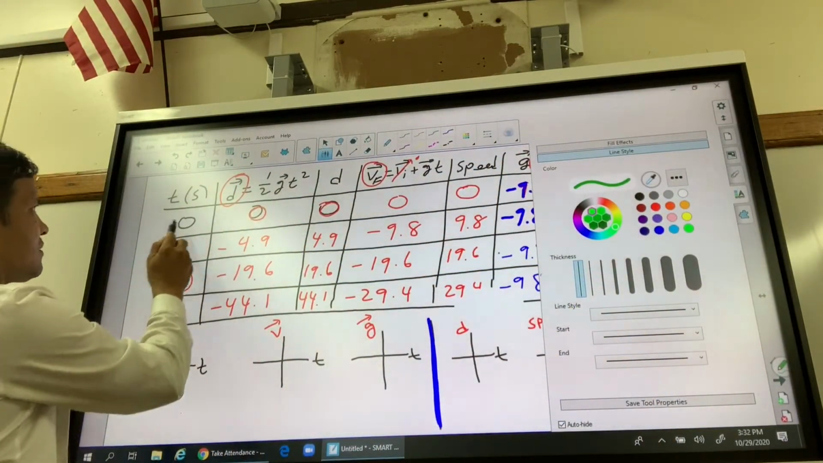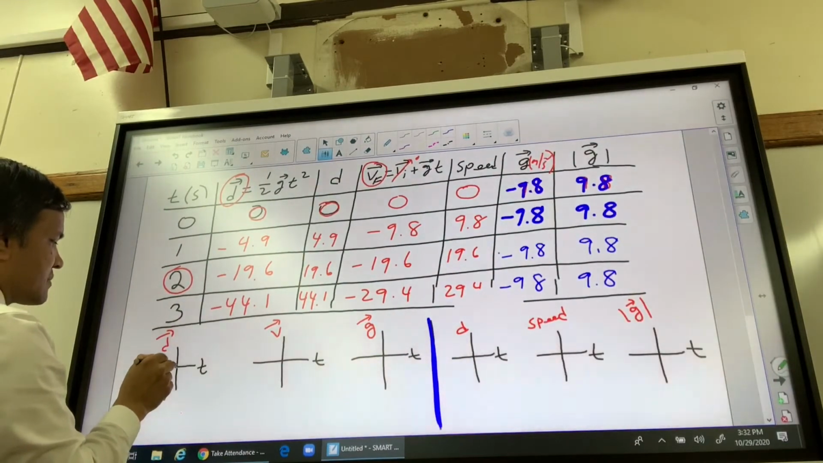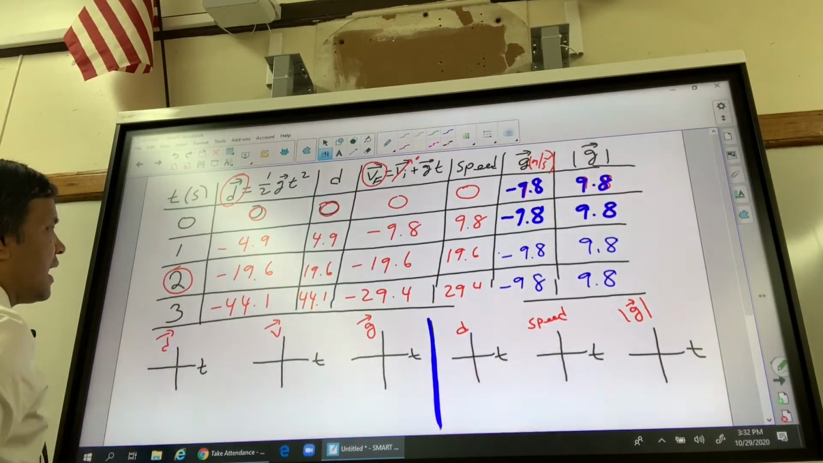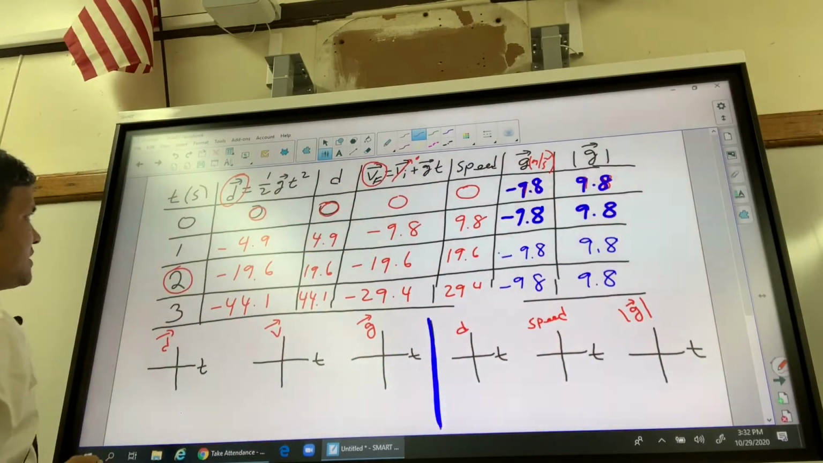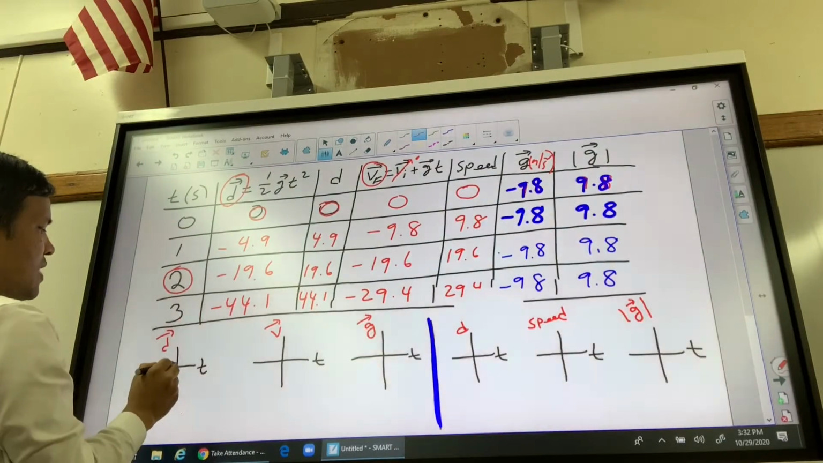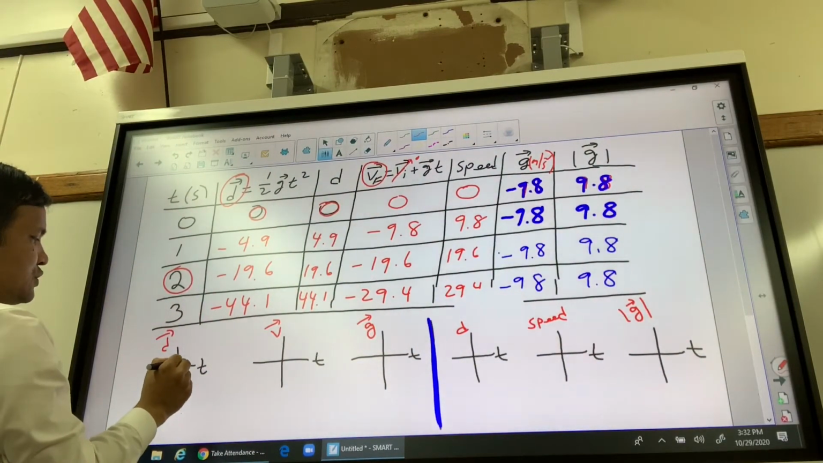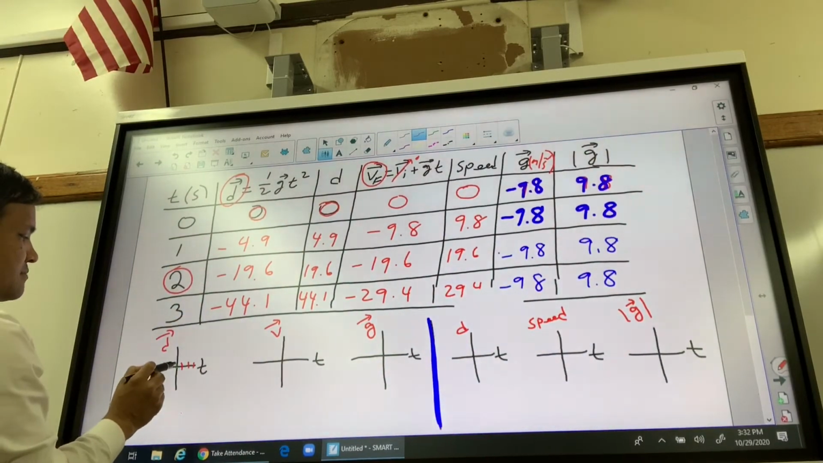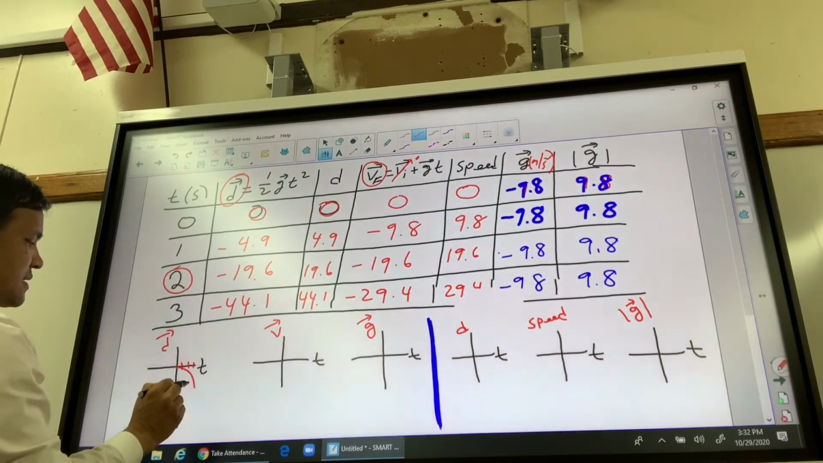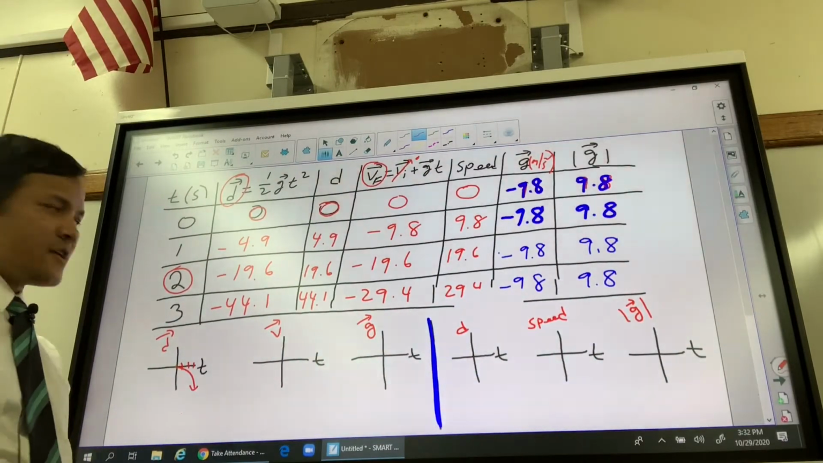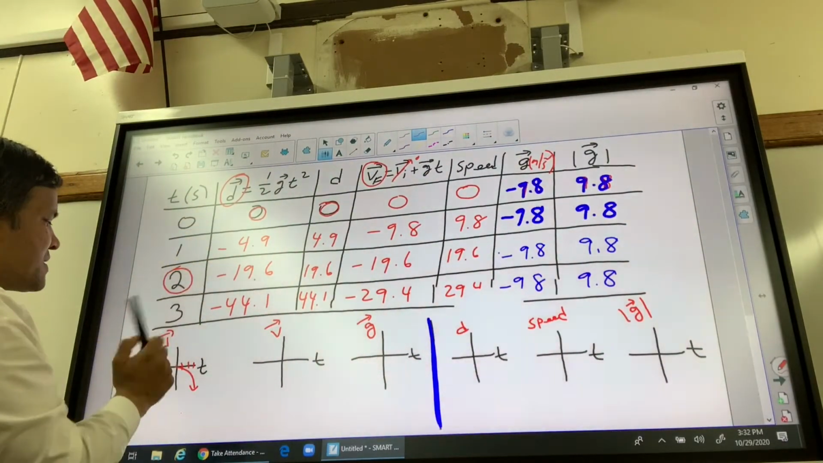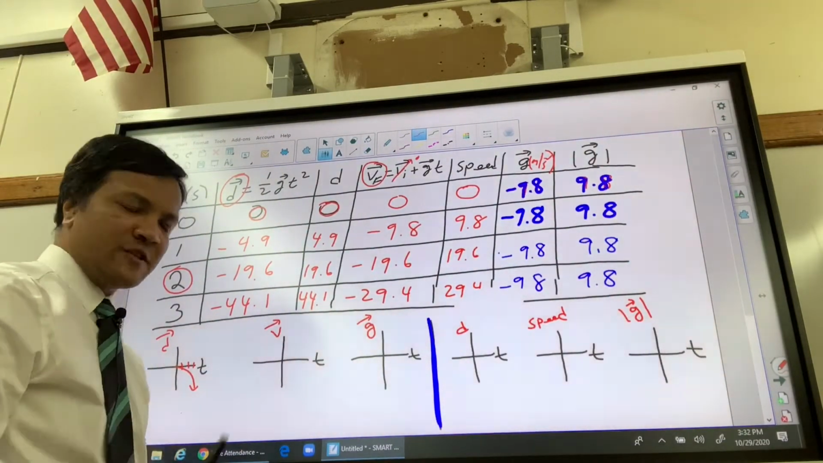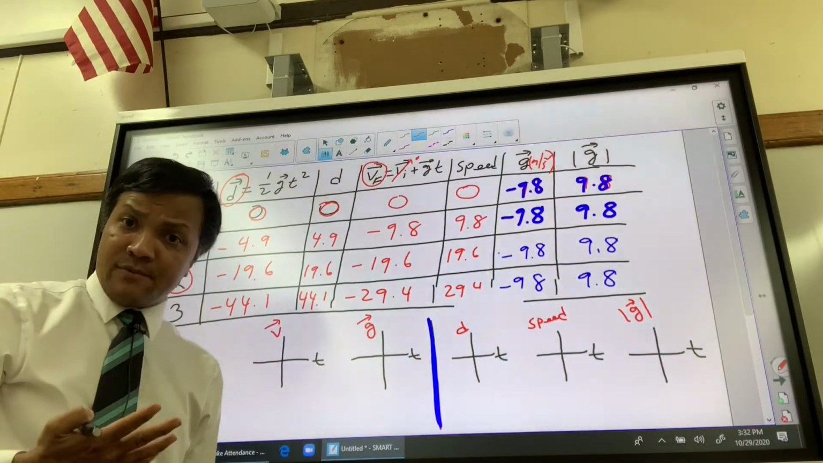So 0, 0 is right here. You have 3 seconds: 1, 2, 3. If you plot it, this graph would be a curve, a quadratic function. Next time we're going to talk about the quadratic function.